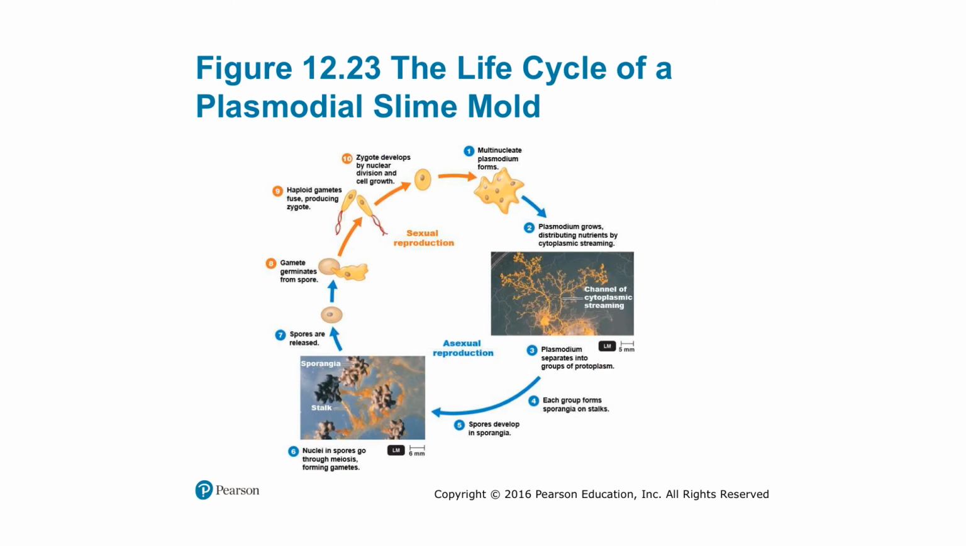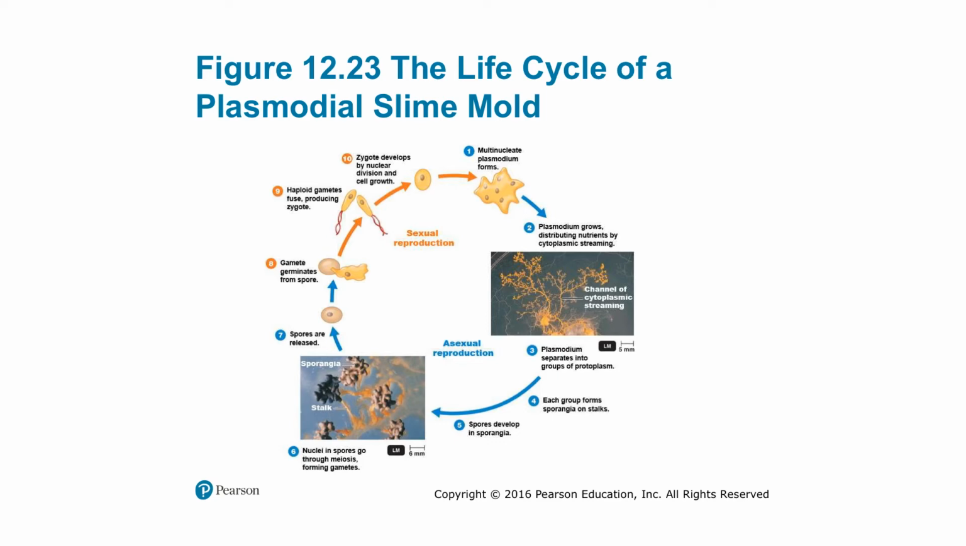So here, this is the life cycle of plasmodial slime mold. And so the multinucleate plasmodium forms, and this multinuclei can produce a lot of different proteins at the same time. And the plasmodium grows, distributing the nutrients by cytoplasmic streaming. And so you have these channels in here that are going to distribute these nutrients.